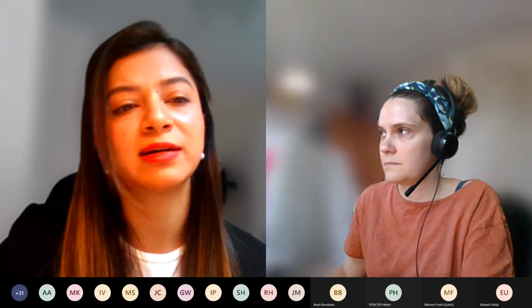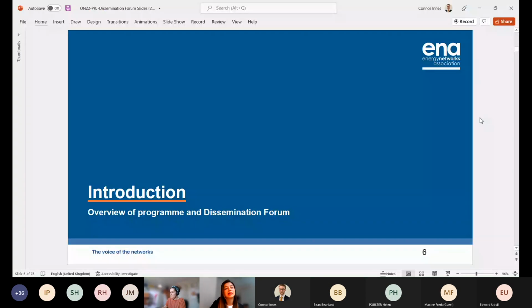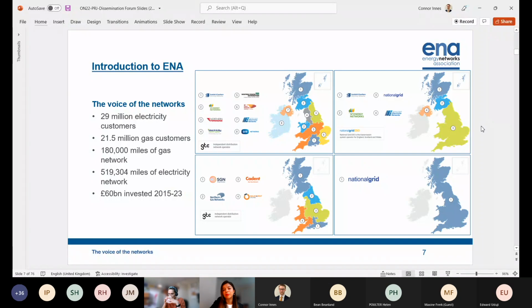So the next item on the agenda is a bit more of an overview, to give you a bit more background on Open Networks and what we're setting out to achieve. Hopefully that will help to give a bit more background to everyone. I'll cover this section today.